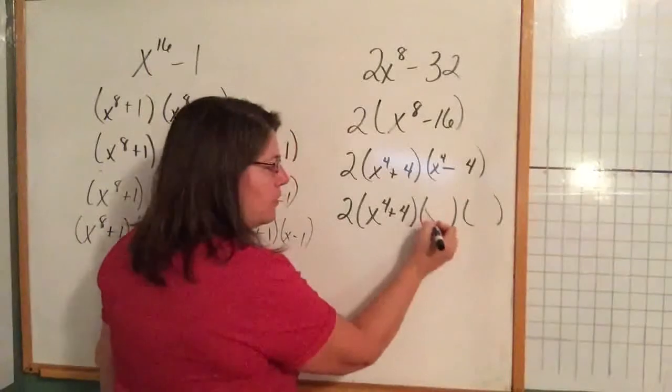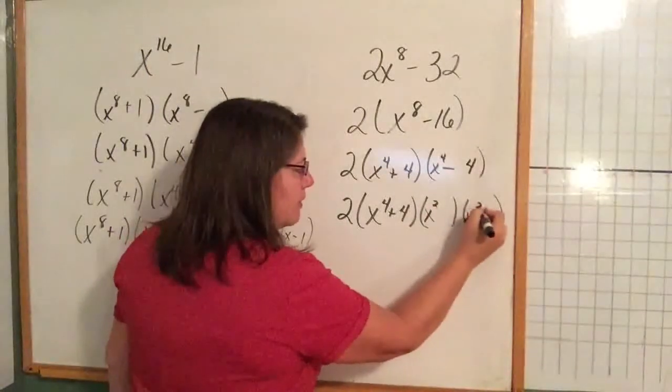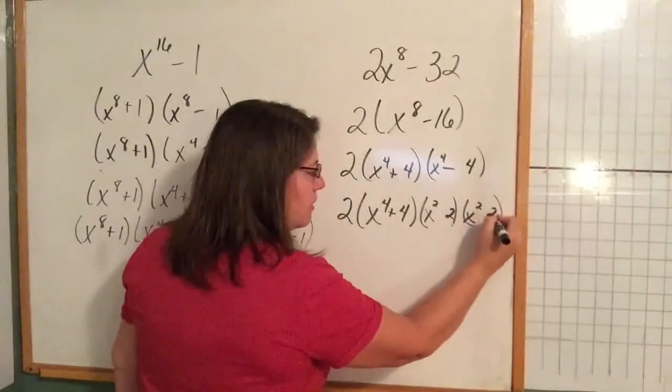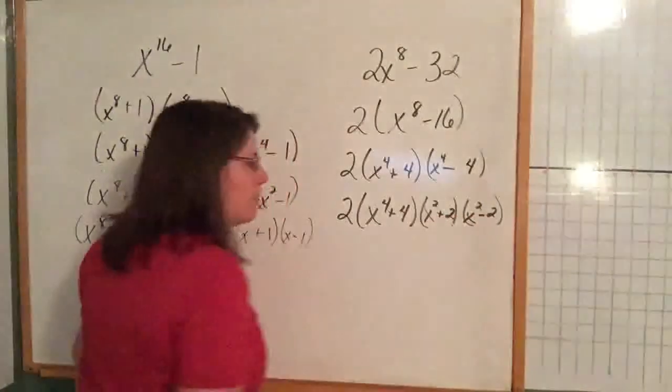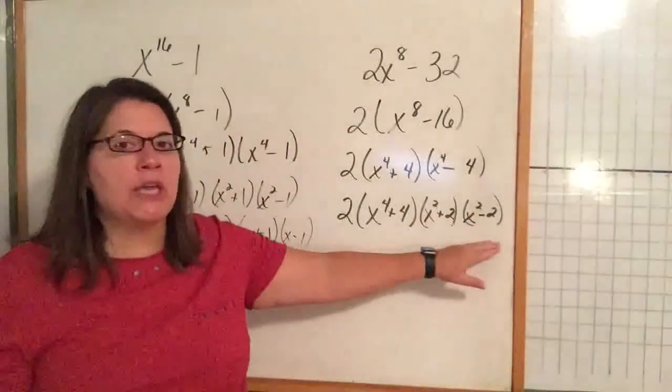The square root of x to the 4th is x squared. The square root of 4 is 2. This one's a plus, and that one's a minus. That is as far as we can go with this one.